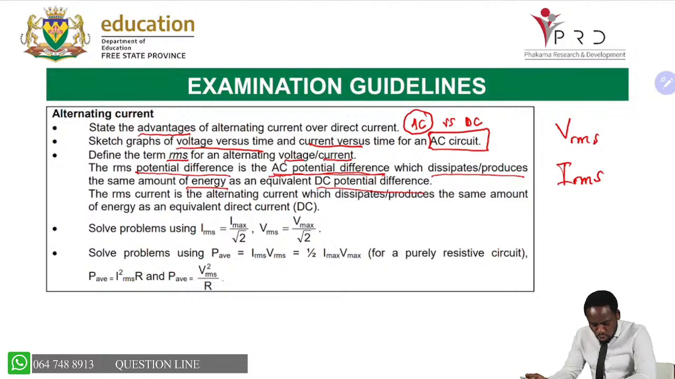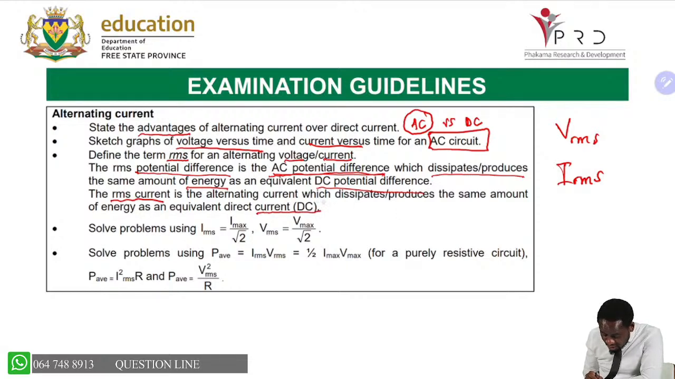DC source. So if we speak of the root mean square current, it is the alternating current which dissipates the same amount of energy as the equivalent direct current source. For root mean square voltage, we are talking about that AC potential difference which produces the same amount of energy as the equivalent. I'll explain this using a graphical representation, because we know that DC current and DC voltage is constant. It doesn't change in magnitude. Why is it so? Because it's a direct current source.